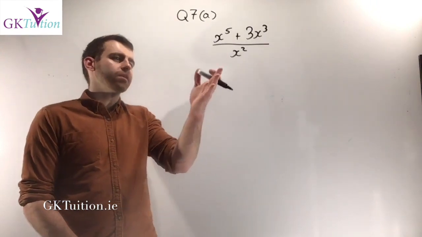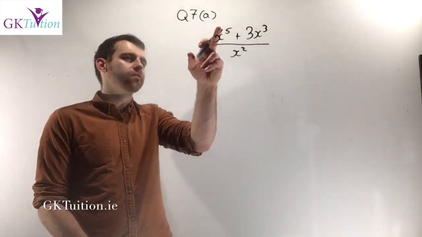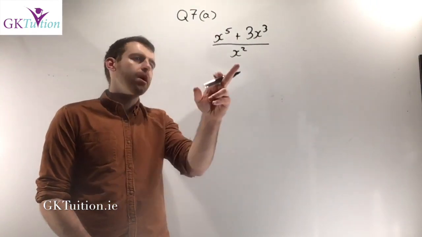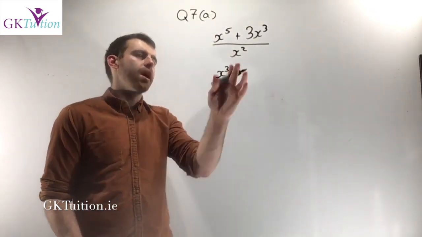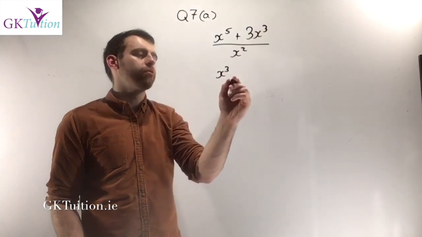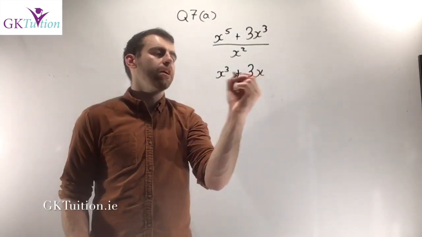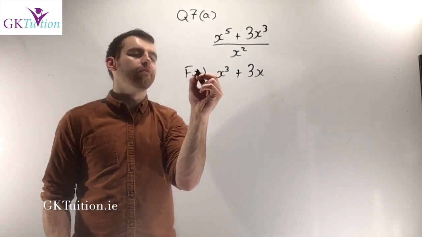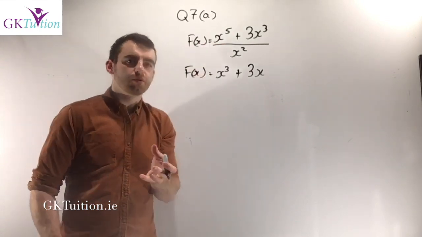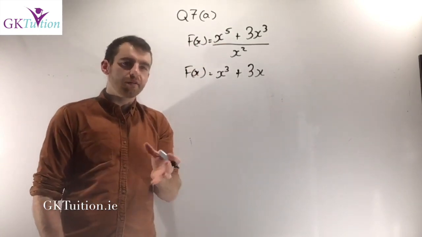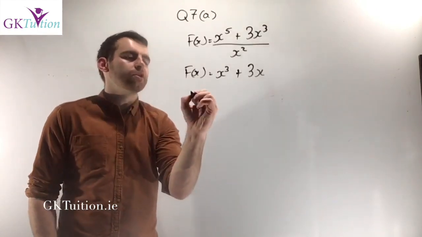The easiest way of doing it is realising that x squared will divide into both of the terms on the top. x squared into x to the power of 5 is just x to the power of 3. x squared into 3x to the power of 3 is just 3x. So if I simplify it before I differentiate, it makes my life a lot easier. You were allowed to use the quotient rule in this case, and it's not wrong if you did, but now I can just do it in my head.